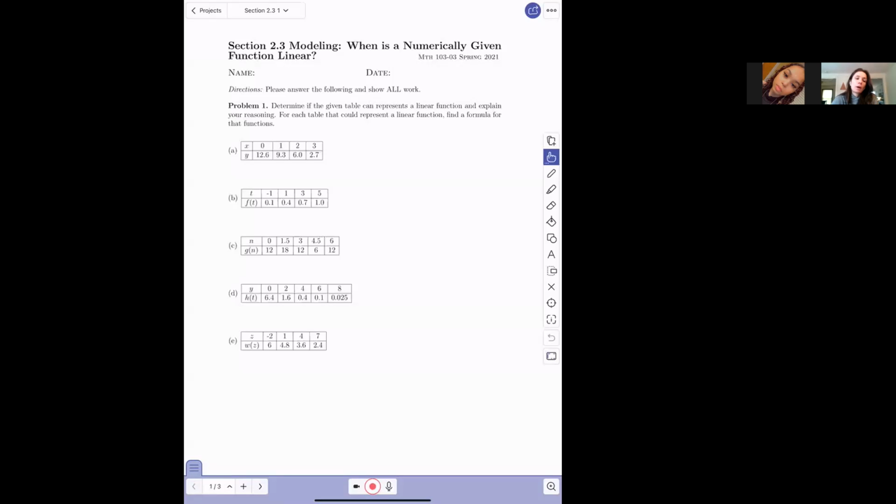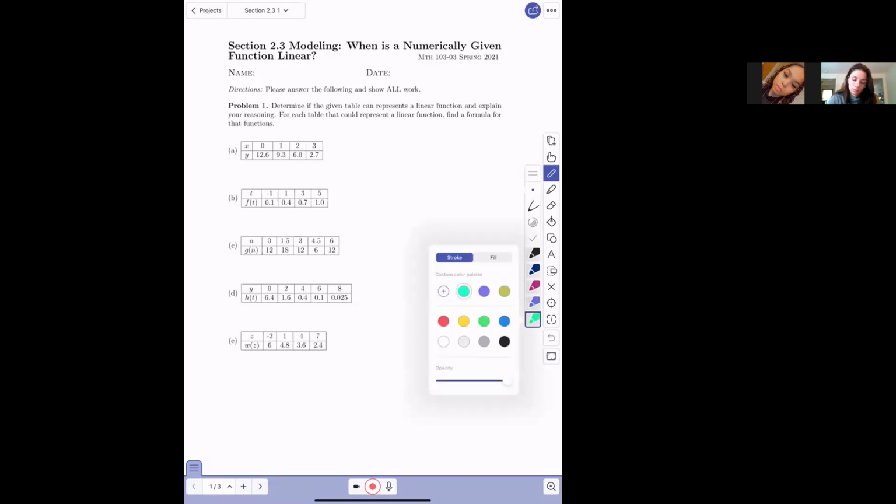So for problem 1, we're going to do A, B, and C together. I'll leave D and E for you guys. Looking at A, we have to determine if the table can represent a linear function and explain your reasoning. For each table that could represent a linear function, find the formula for that function.